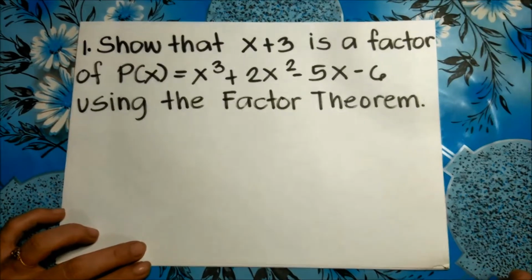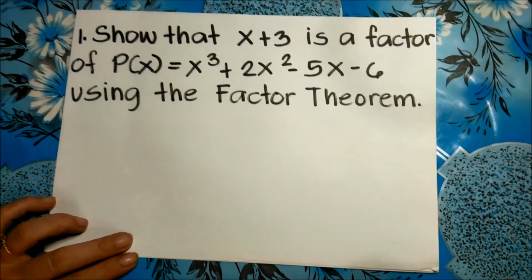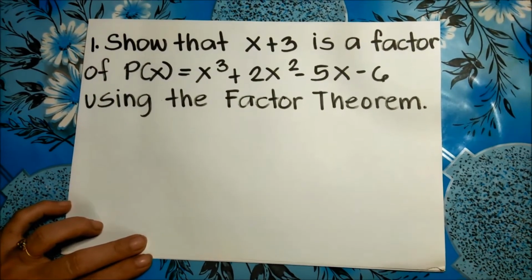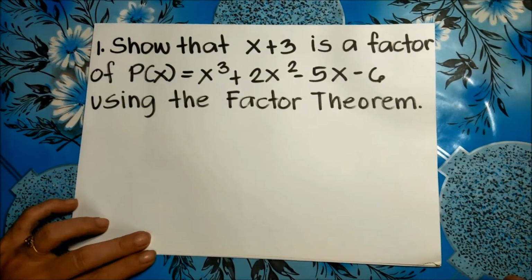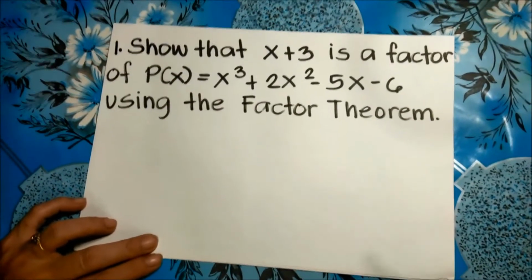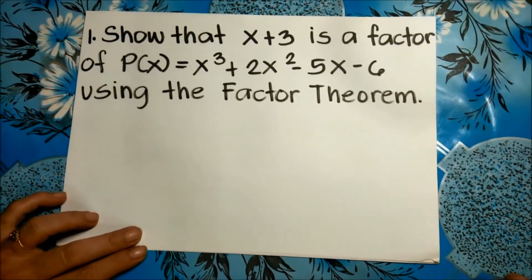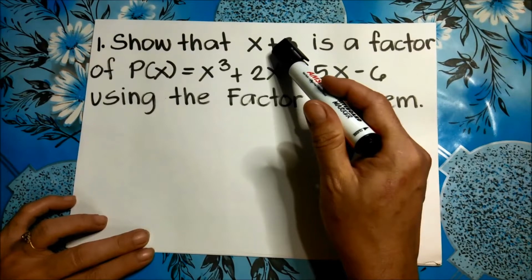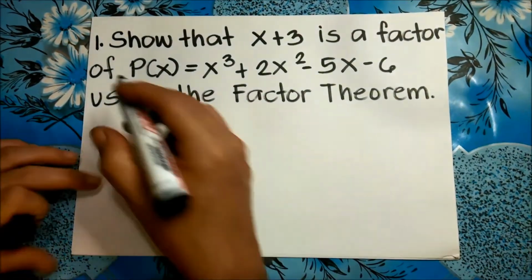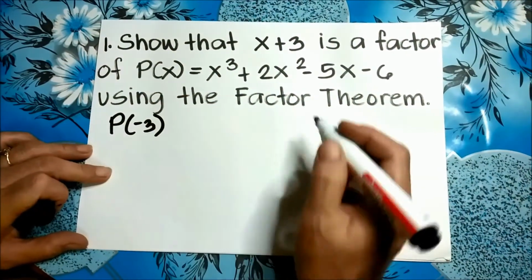Start with example 1. Show that x plus 3 is a factor of p of x equals x cubed plus 2x squared minus 5x minus 6 using the factor theorem. Now, the factor theorem is a special case of remainder theorem. Using the remainder theorem, we check if p of -3 is equal to 0. So let's start.